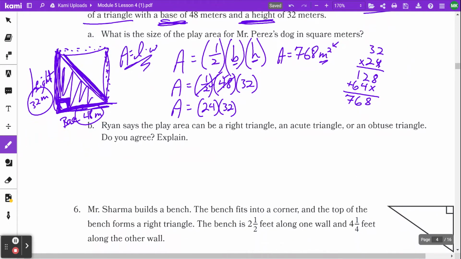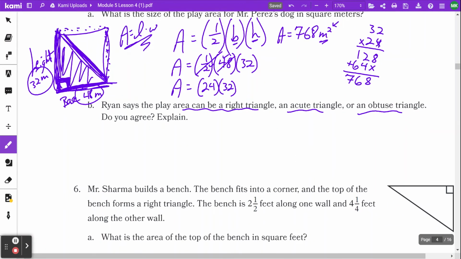Now Ryan says that the play area doesn't have to be a right triangle. Maybe it's an acute or maybe it's an obtuse triangle. Do I agree? Actually, I do agree because, like I said earlier, the base and the height just have to be perpendicular, that's all. So let's say the base is this side over here and the height is this side over here, and that would form a triangle that looks like this.